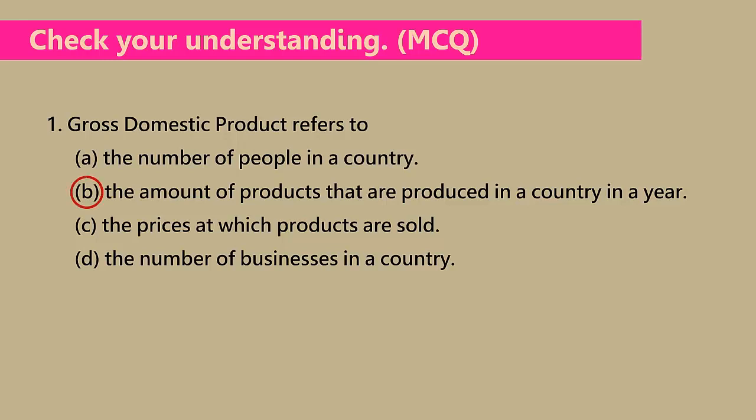Yes, the correct answer is B. That is, GDP refers to the amount of products that are produced in a country in a year.